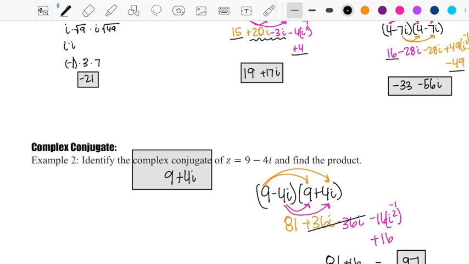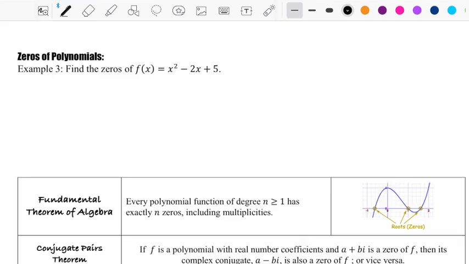And you should just get a whole real number when you do complex conjugate multiplication. This example is a quick reminder of both the fundamental theorem of algebra and the conjugate pairs theorem. So the fundamental theorem of algebra says that whatever the degree of the polynomial is how many roots, zeros, solutions, whatever you want to call them, that it should have. So this one should have 2 roots.